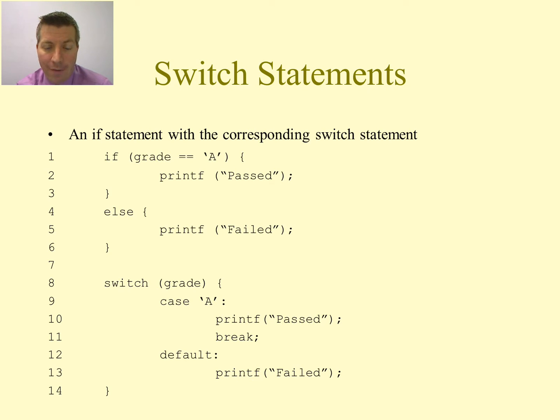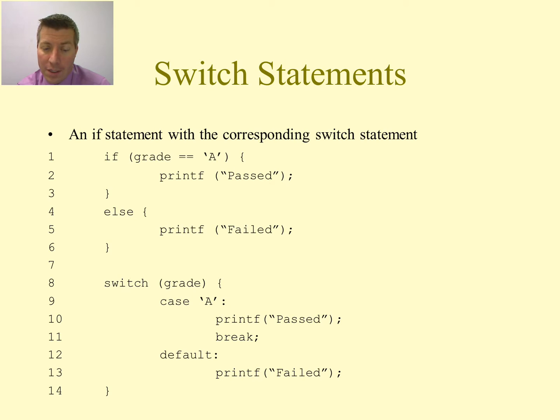On line 9, we have case A. And you see that the A is a capital letter, inside of the single quotes. It matches what we had on line 1. So it's case A followed by a colon. And then anything that follows that until the next case statement or the default statement or a closed curly brace is going to be the body of that case statement.